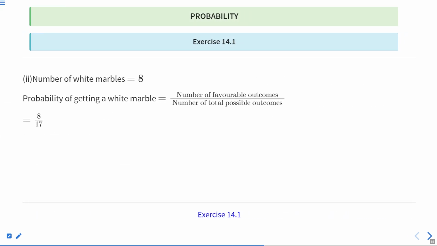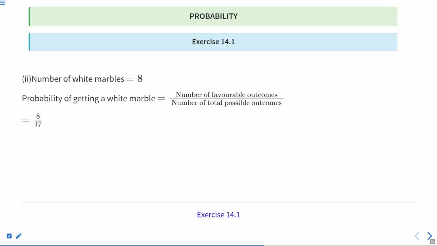And then the number of white marbles is equal to 8. Then the probability of getting a white marble is equal to the number of favorable outcomes divided by the number of total possible outcomes. Here the number of favorable outcomes is 8 and the number of total possible outcomes is 17. So the probability of getting a white marble is equal to 8 by 17.